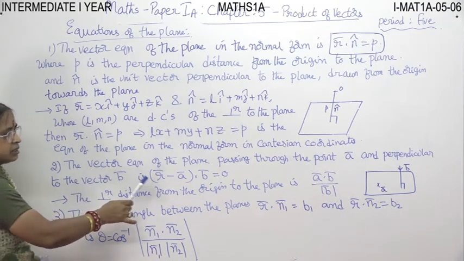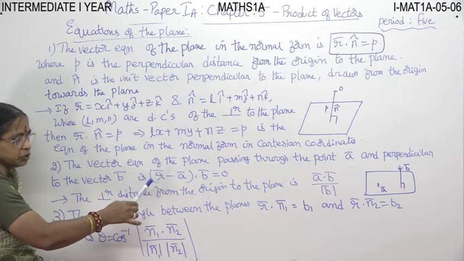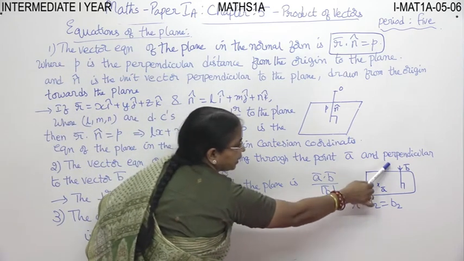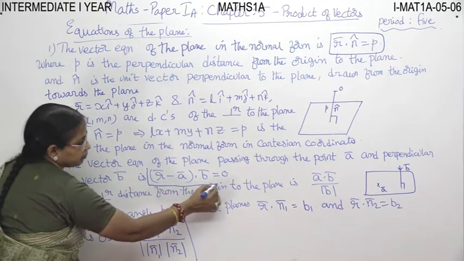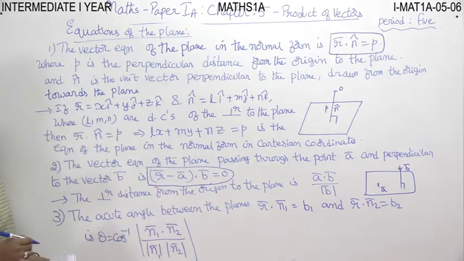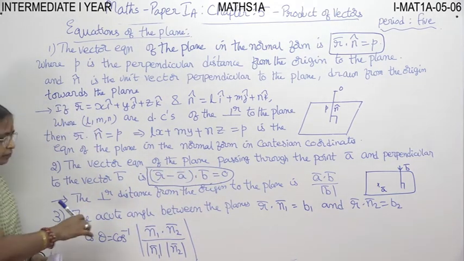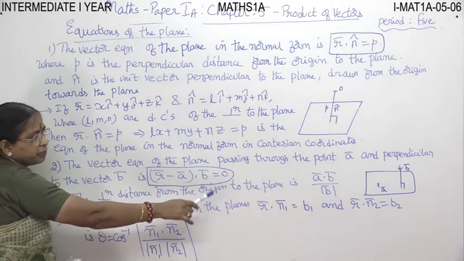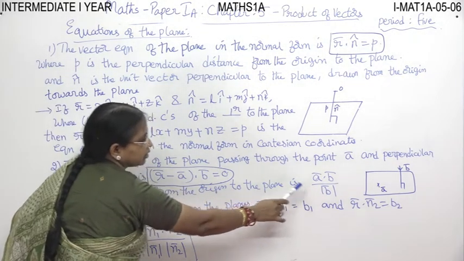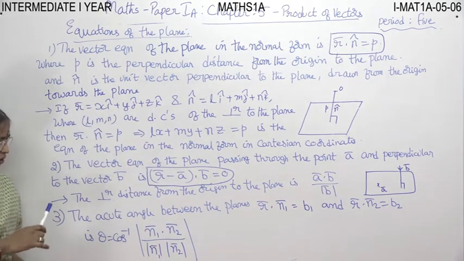Okay, next is, suppose the plane is passing through the point A and perpendicular to the vector B, then this is the equation. Equation of the plane is (r minus a) dot b is equal to 0. Now when you compare these two equations, in the place of p you will get this. So this is the length of the perpendicular from the origin to the plane.